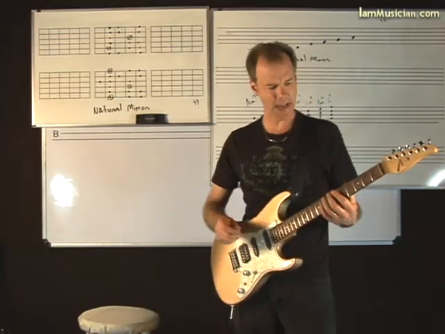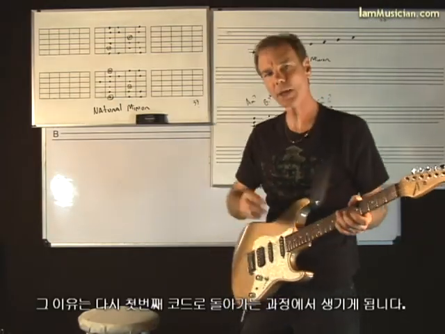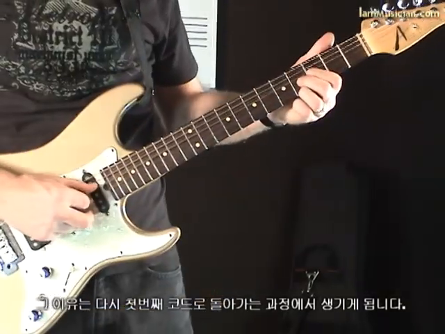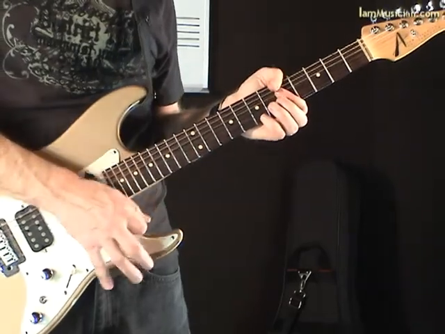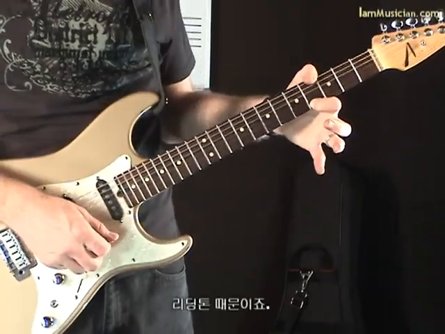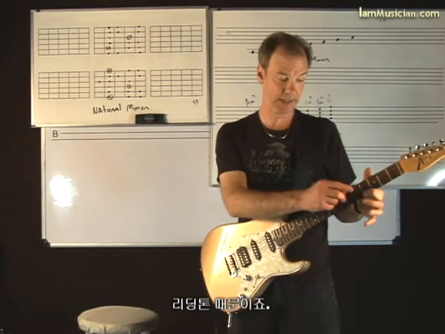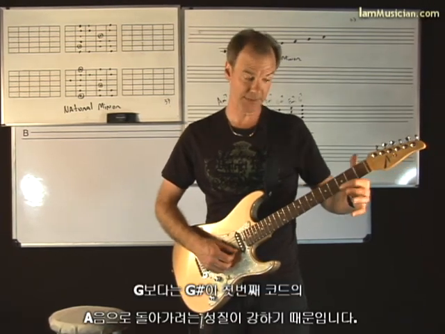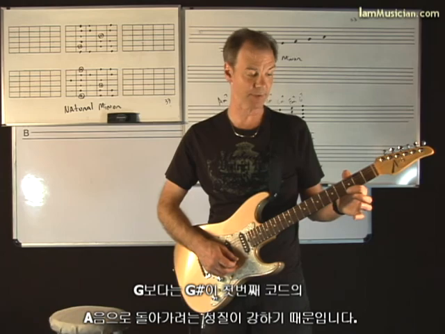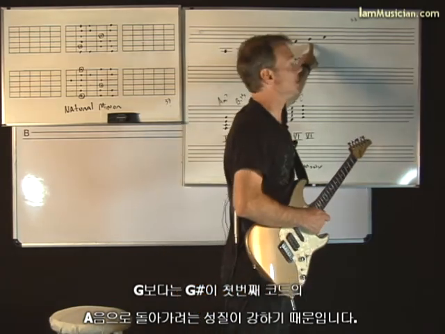Okay, that's because it has a certain pull back to the one chord, back to the one of the key, because of that note, specifically the leading tone of the scale going into the root of the scale. Not the G natural that would normally be the seventh of the scale, but a G sharp.